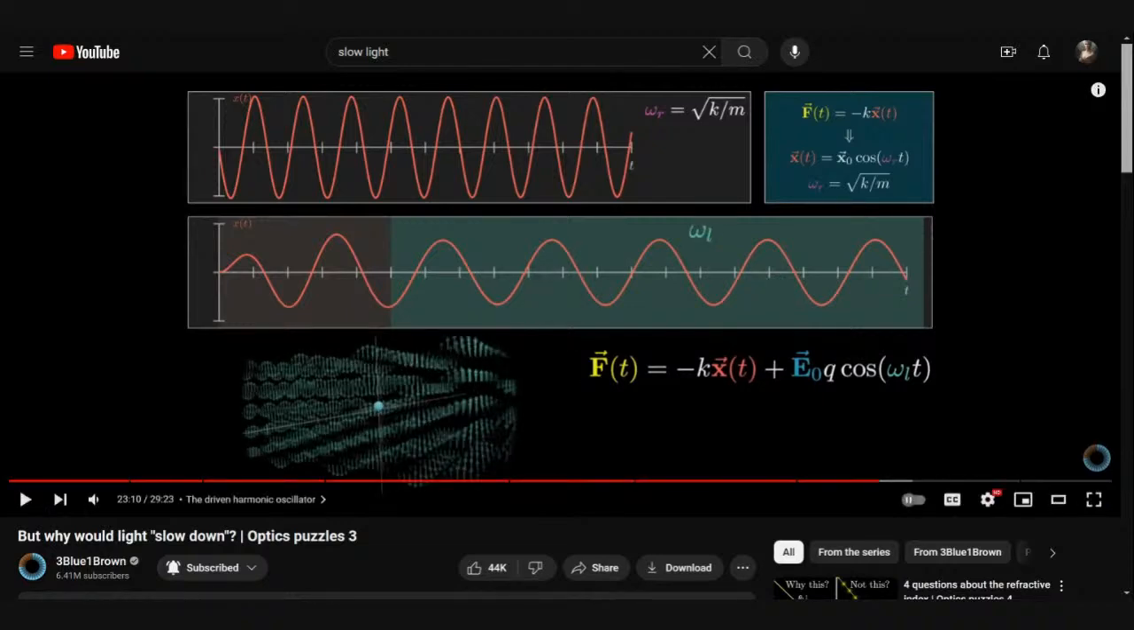Oh, it's the actual particle of the glass? The nucleus of a glass atom or whatever?